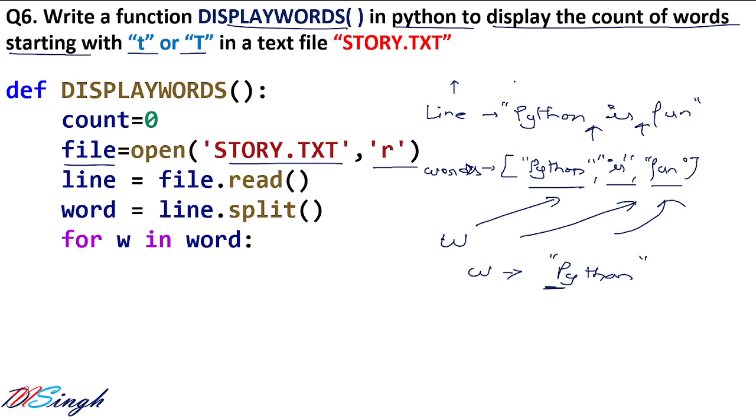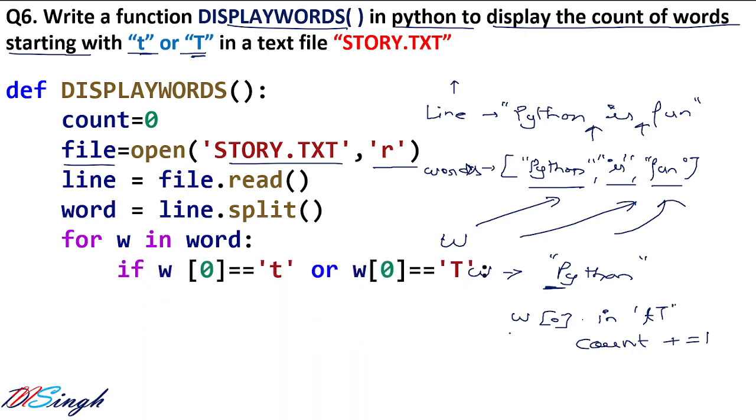Now what I want here is the first letter. Because we want to see if words are starting with t or capital T, we want to compare that. So what I can say, w of 0, at 0th index, is the starting letter of the word. If it is in small t or capital T, then we will increment the counter value which we have maintained, count plus equal to 1, and we will do that for all words, and at the end we are going to print.